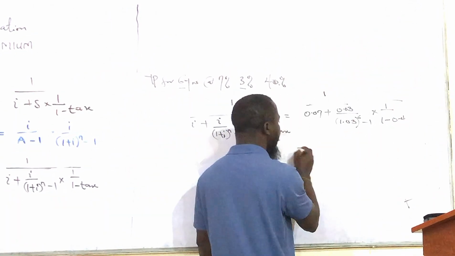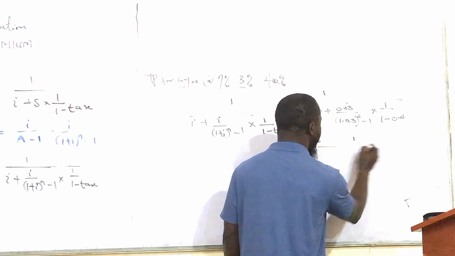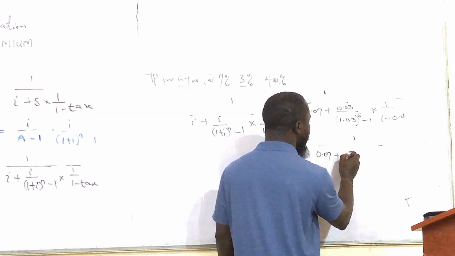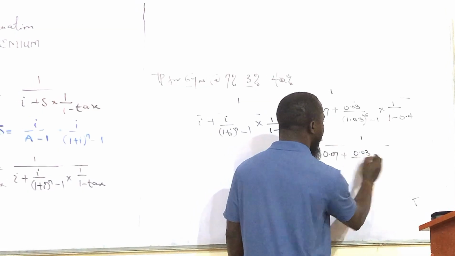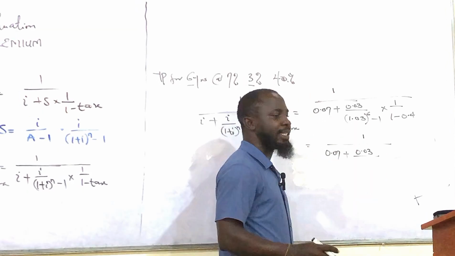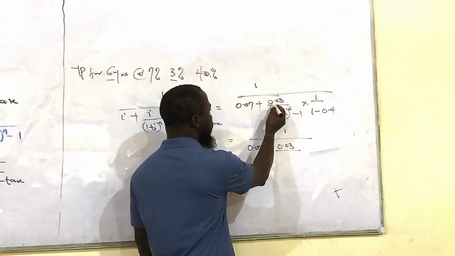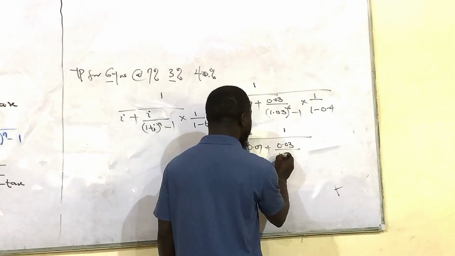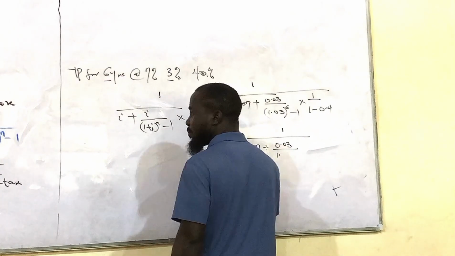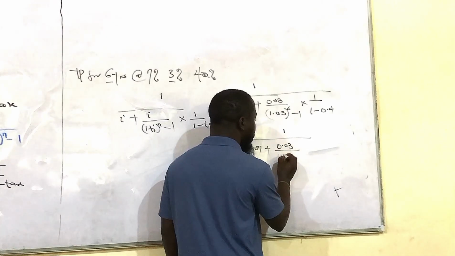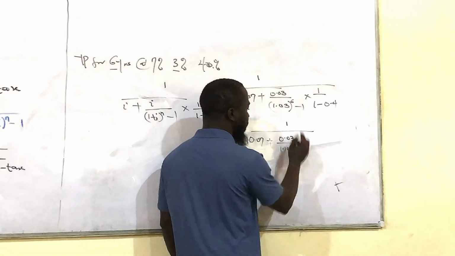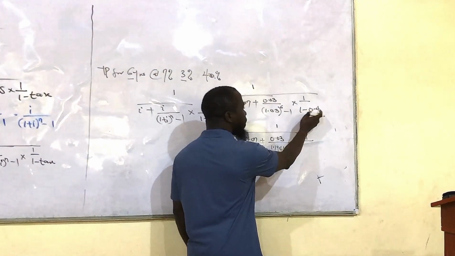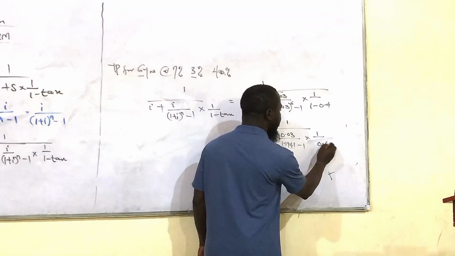If you solve this, we have 1 all over 0.07 plus 0.03 all over 1.03 raised to power 6. That is 1.1941 minus 1, times 1 all over 1 minus 0.4, which is 0.6.